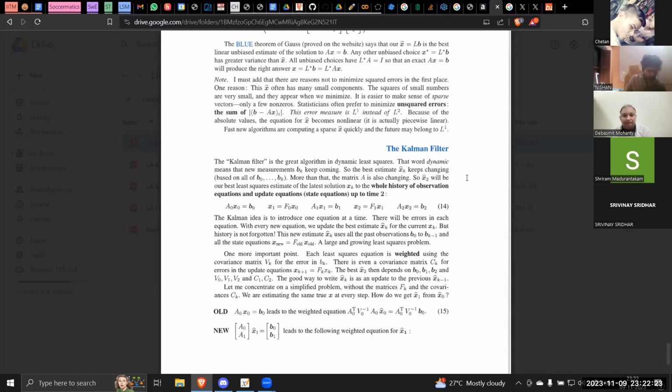More than that, the matrix A is also changing. So x hat k will be our best least squares estimate of the latest solution xk to the whole history of observation equations, update equations, and state equations up to time k.